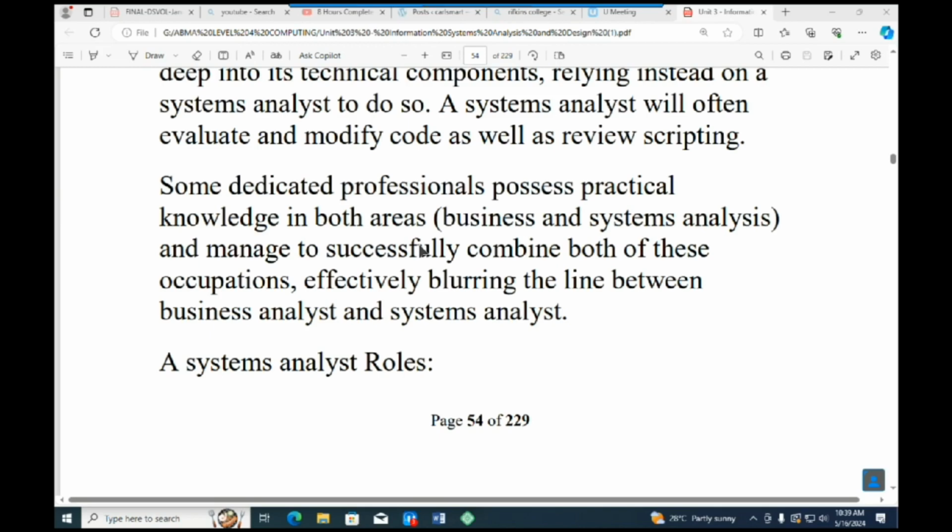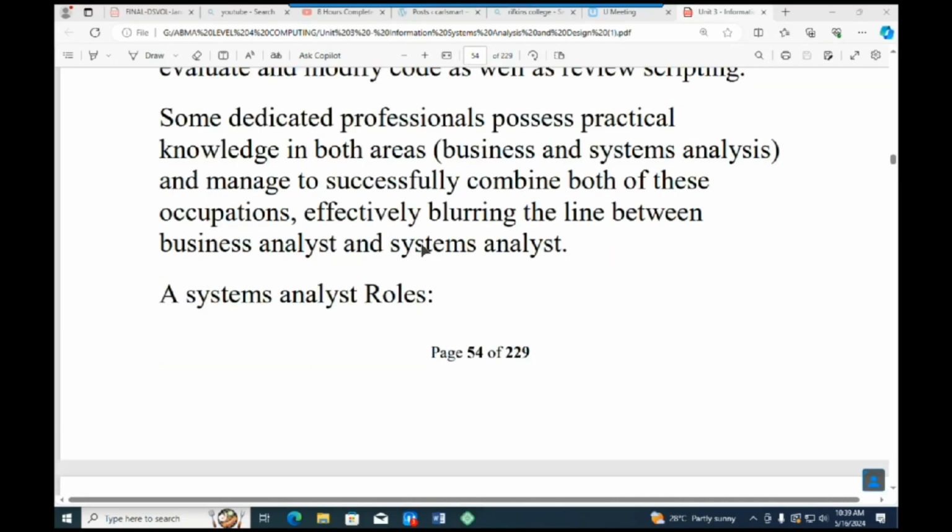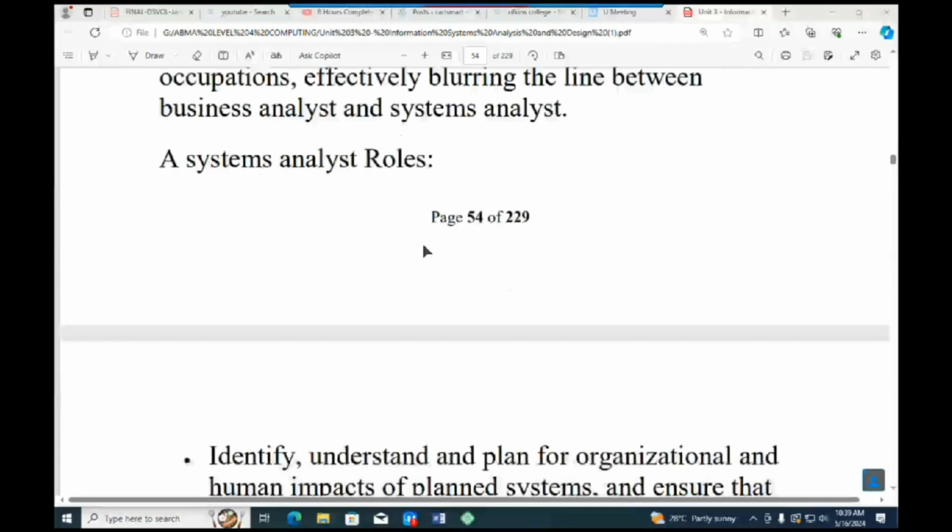So they can actually manage to combine both of the two occupations and work effectively without a distinction between the business analyst and the system analyst. In other words, I'm saying we have professionals that can work as business analyst and as system analyst at the same time, or the same people working in all those areas.